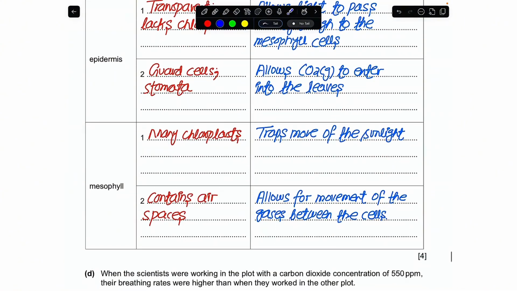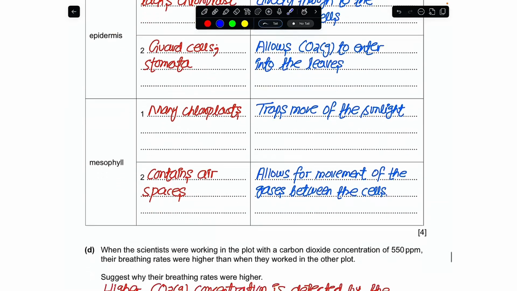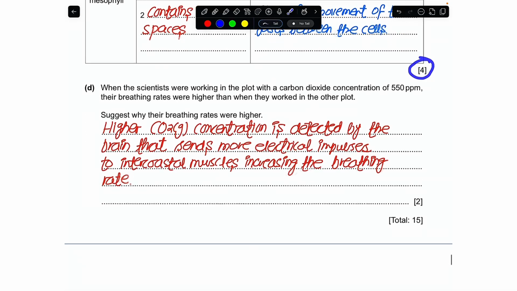Moving onward to the mesophyll, I can have one point that I would take from the palisade mesophyll cells, and another point that I would take from the air spaces that we have in the spongy mesophyll cells. So in the context of the palisade mesophyll cells, which are part of the mesophyll tissues, I have written that they have many chloroplasts and they trap more of the sunlight. The other point would be the presence of the air spaces, and they allow more movement of gases between the cells. By this, we would score a total of 4 marks.